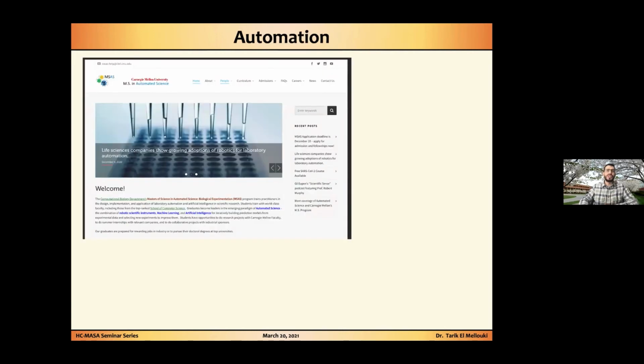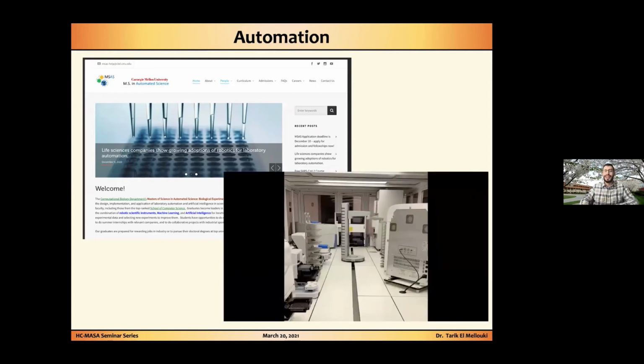So this is just one prestigious program that is being developed. It's a master's in automated science that is open. So for students who are interested, this is one reference we could look at if we want to do some of this work later on. Let me just show you a small video of what the lab of the future looks like.